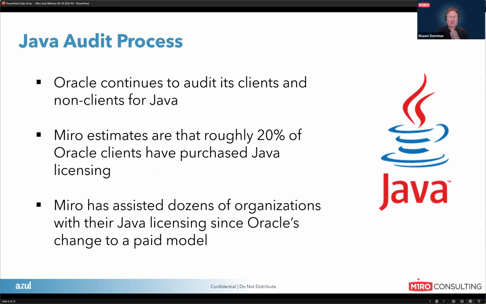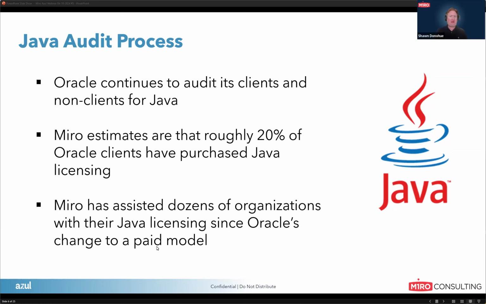Thanks, Simon. So one of the things we want to stress at the beginning here is that Oracle is auditing both their clients who have some other Oracle products or many other Oracle products. Maybe they've been an Oracle client for many years. They're being audited for Java, but they're not the only ones. Other organizations who don't have any Oracle products whatsoever are also getting audited for Java, because Oracle knows or has ways of finding out if those organizations have Java.